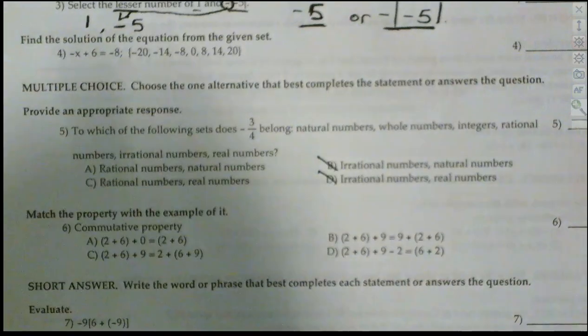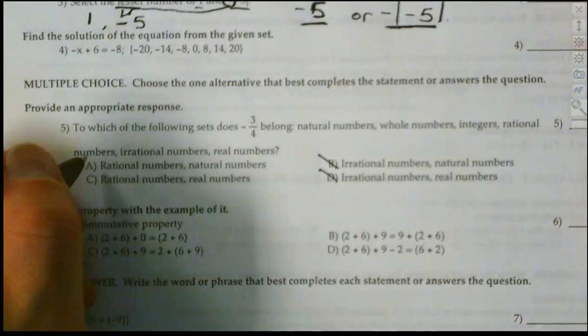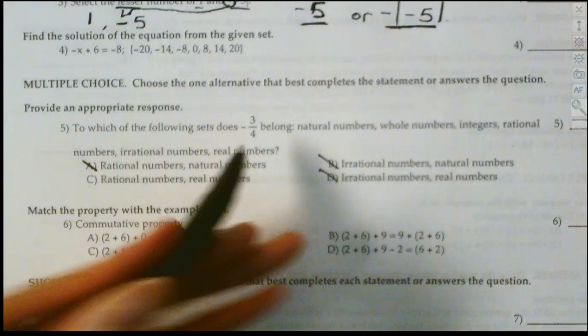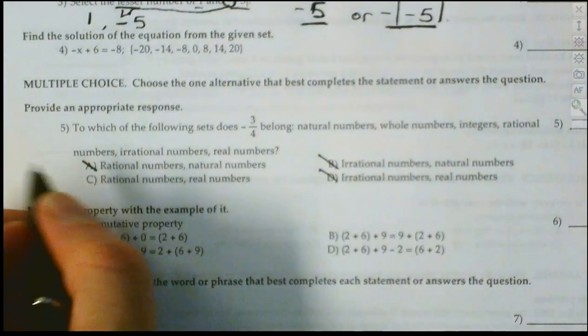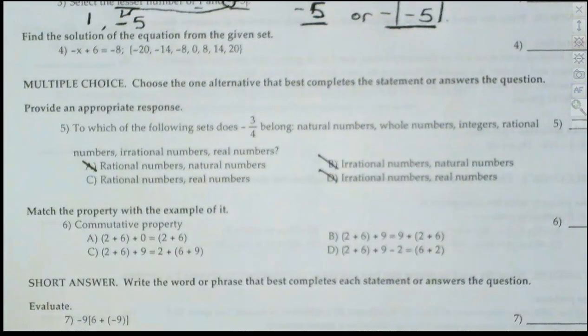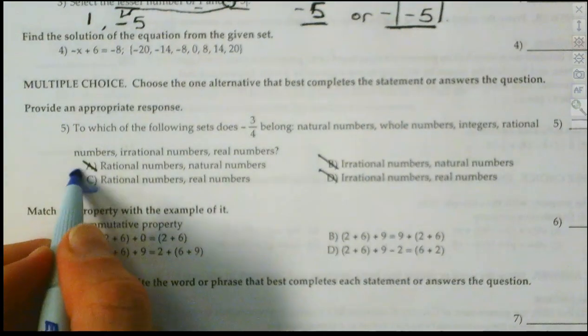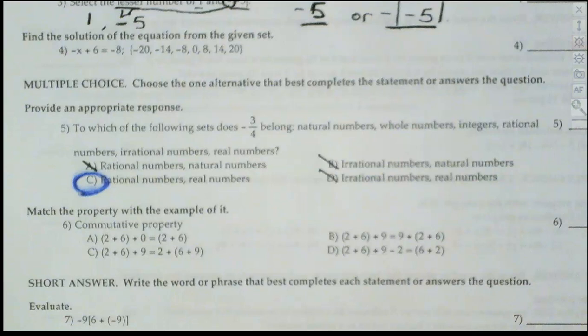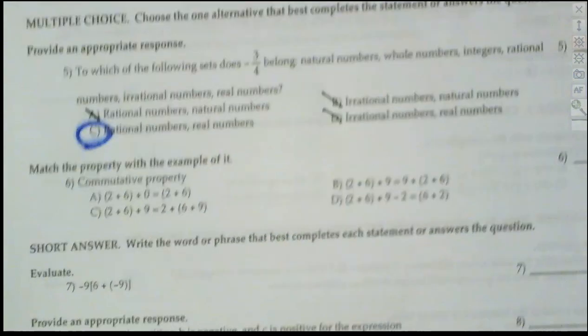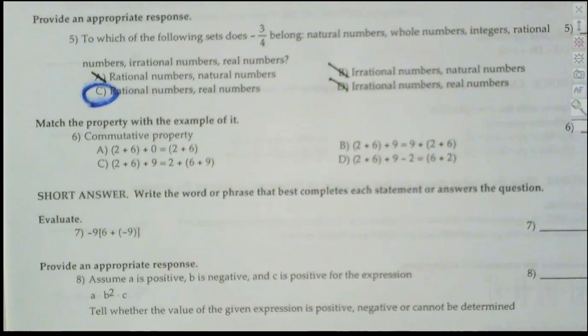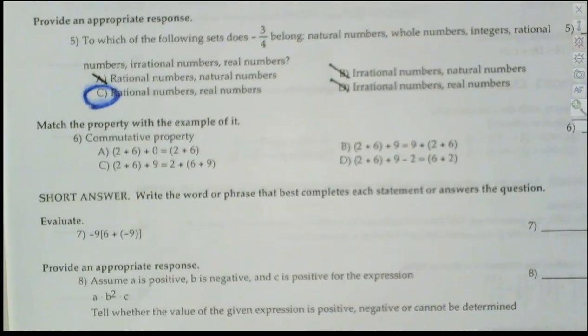So which one can I get rid of? I can get rid of A, because negative 3/4 is clearly not a natural number. So C would be the correct answer. It's a rational number, and it's also real. And I think we'll look at question 6 as well, because sometimes we struggle with these.